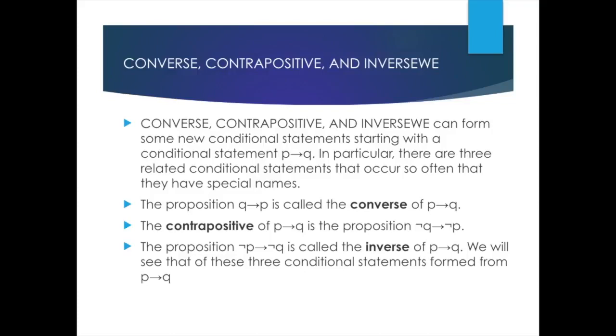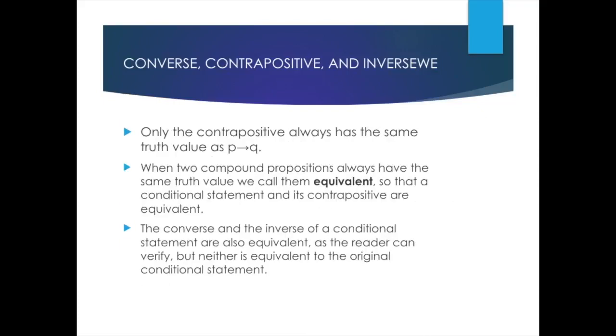So the contrapositive is the negation of both parts. Now the proposition not P implies not Q is called the inverse of P implies Q, and we will see that of these three conditional statements formed from P implies Q, now some facts about those conditional statements. Only the contrapositive always has the same truth value as P implies Q. Now when two compound propositions always have the same truth value, we call them equivalent.